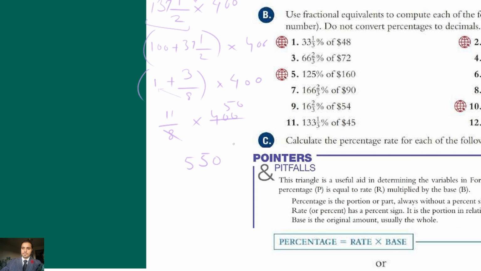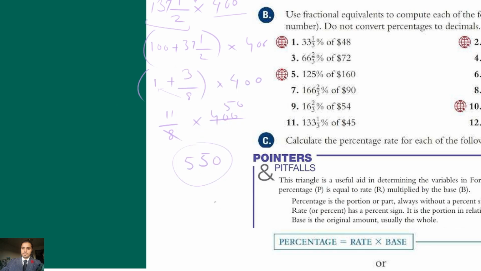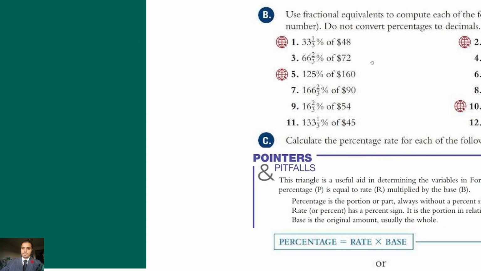And this is supposed to be bigger than 400 because it's more than 100%. We're looking at 137%. If you wanted to check it, you would just do 137.5 times 400 divided by 100, and that's 550. That's what we got through our result also, so that's correct. Okay, so there we go. All right, let's try the next one.